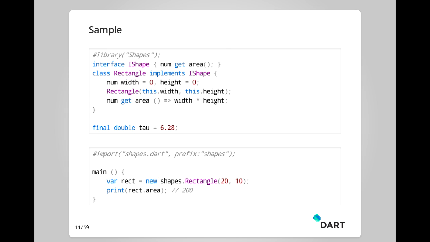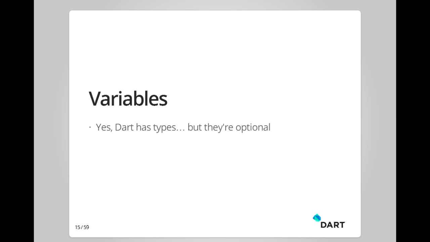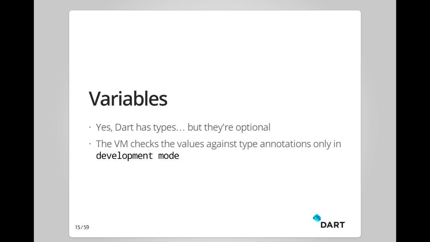So let's talk about the basics, variables. Yes, Dart has types, but they are optional. In Dart, types are just annotations. They are just for the developers, not for the virtual machine. Well, with one exception. The Dart virtual machine runs in two modes, production mode and checked mode. When we run in checked mode, all the values will be checked against the annotations. That's basically the only mode where developers should work. The production mode is basically just for the end users. All the browsers will work by default in production mode.